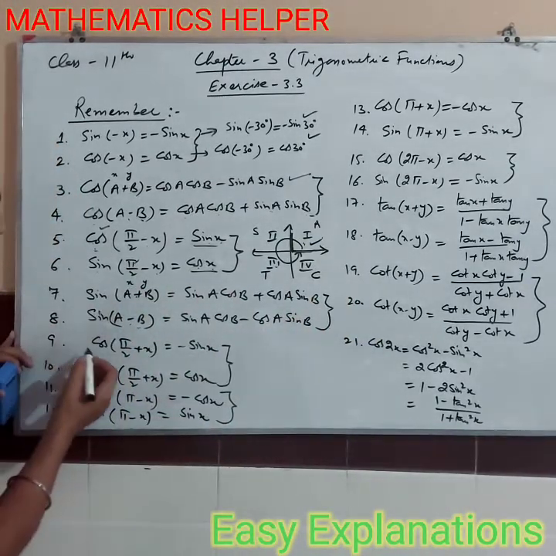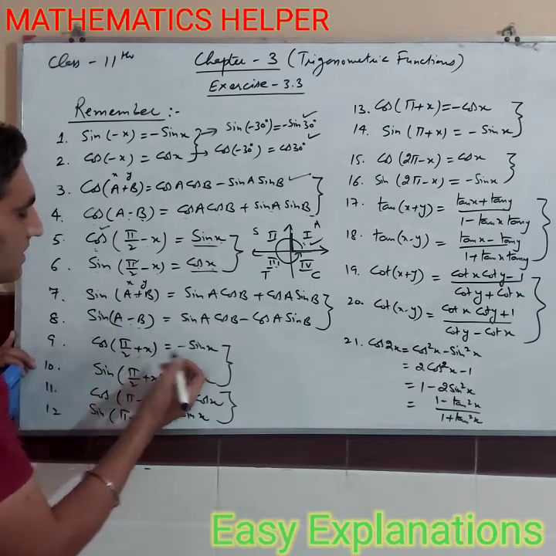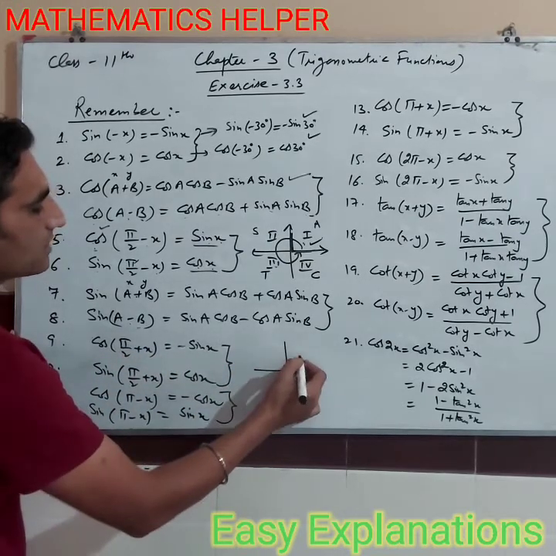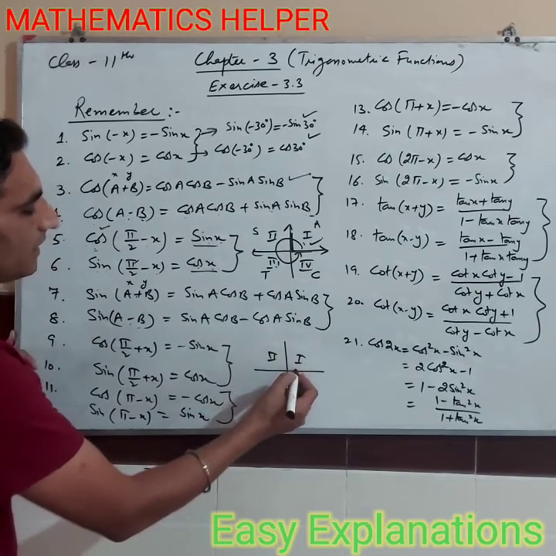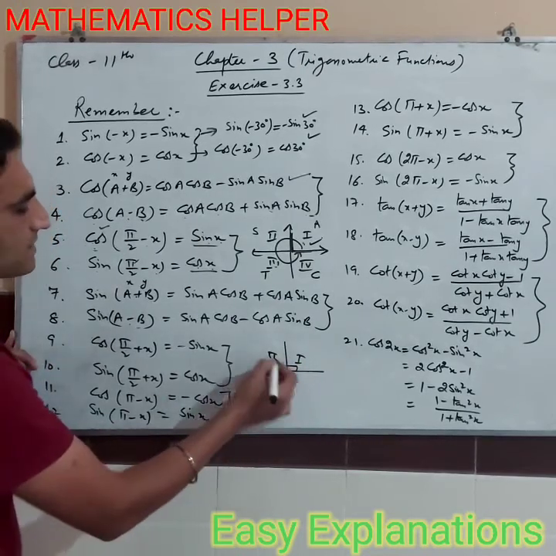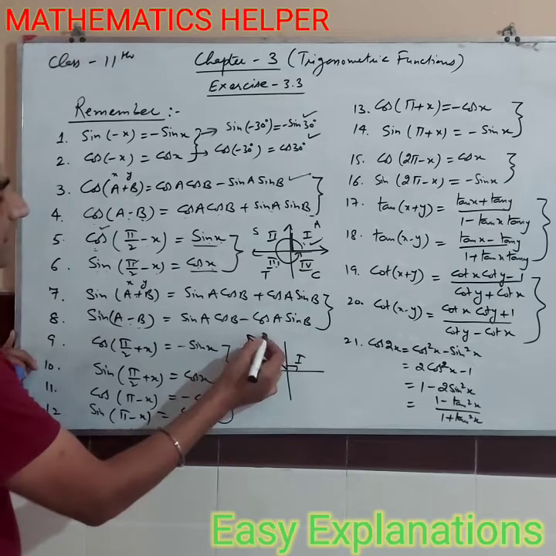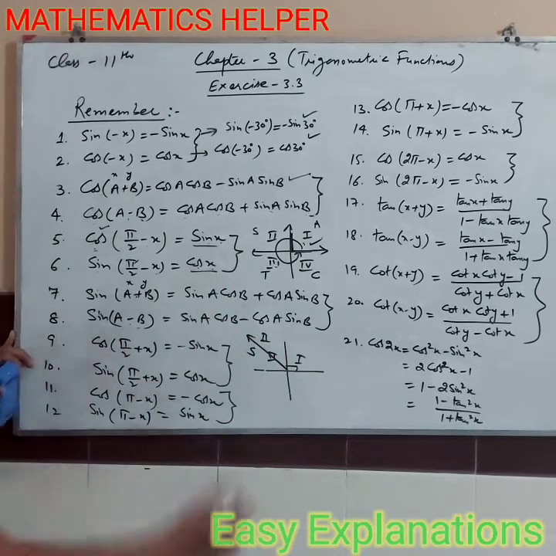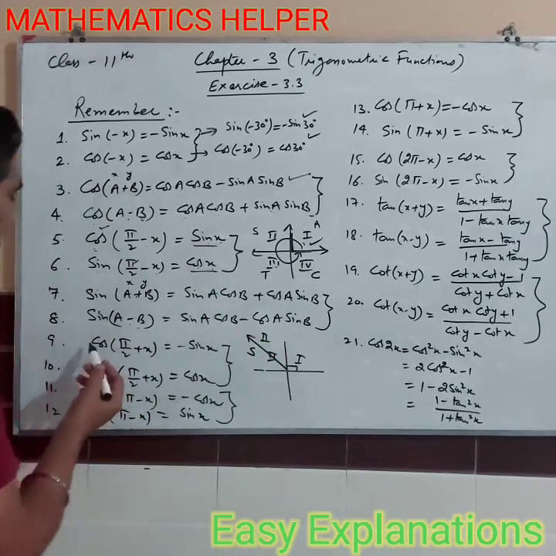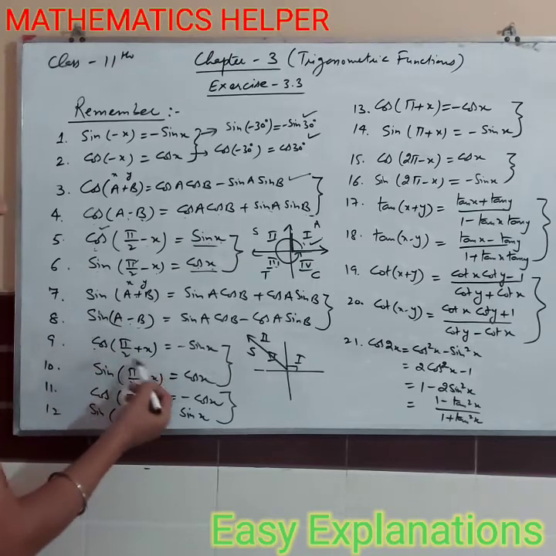Now next one, cos of 90 degrees plus x. Cos 90 plus x. If you have 90 degrees, this is the 90 degrees angle plus some acute angle, you are in the second quadrant. In the second quadrant only sine and its opposite are positive. Now we have cos of 90 degrees plus x.